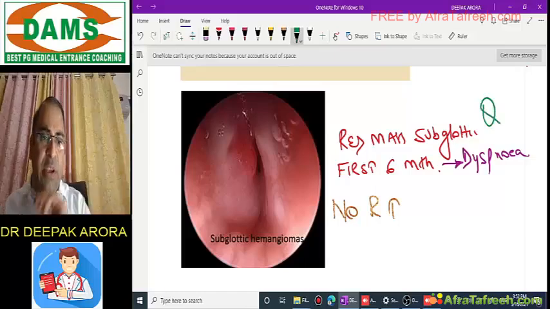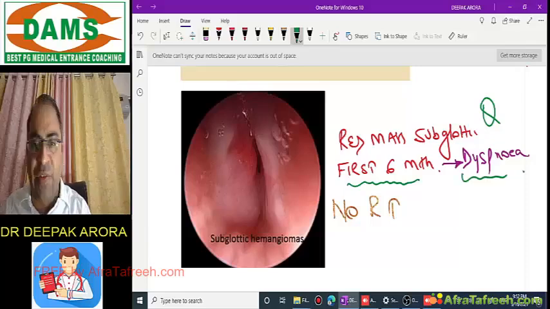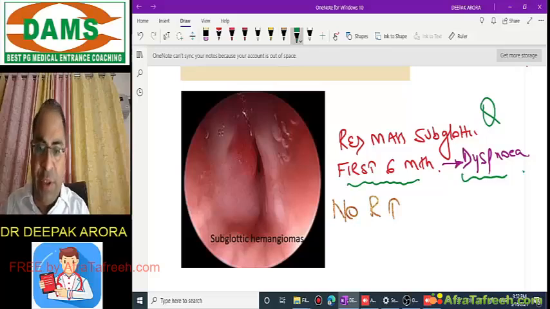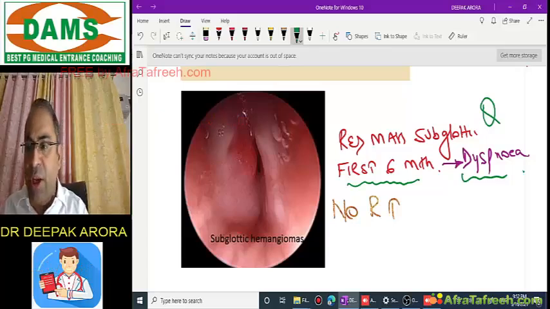Red mass in the subglottic area. What is the keyword? The keyword is reddish mass in the subglottic area. In the first 6 months, a newborn having dyspnea with a red mass in the subglottic area is subglottic hemangioma. What is the treatment? We will go for surgery. Next point is subglottic hemangioma.